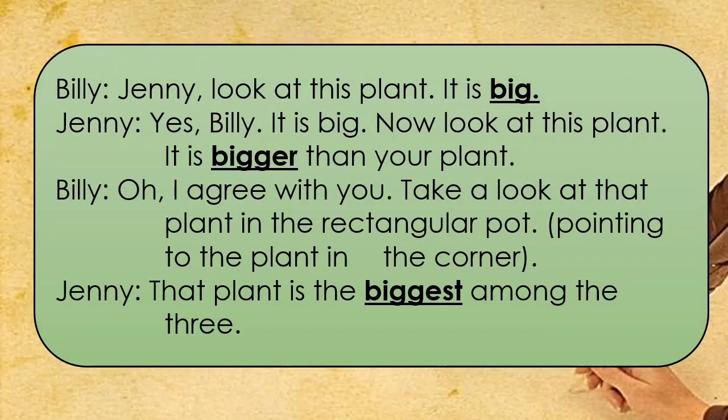Billy said, "Jenny, look at this plant. It is big." And Jenny replied, "Yes, Billy, it is big. Now look at this plant. It is bigger than your plant." Billy replied, "Oh, I agree with you. Take a look at that plant in the rectangular pot," pointing to the plant in the corner. Now Jenny said, "That plant is biggest among the 3."